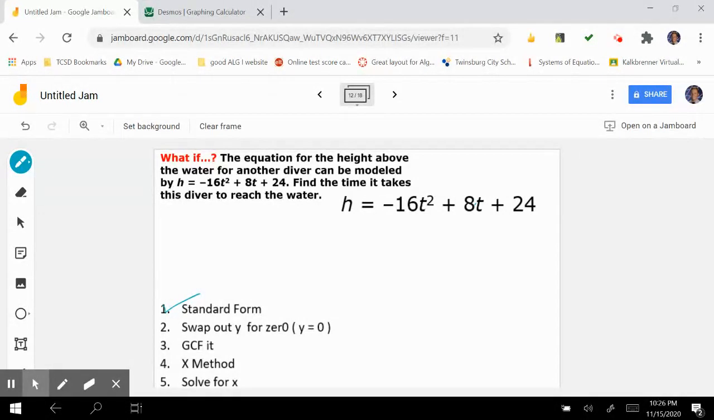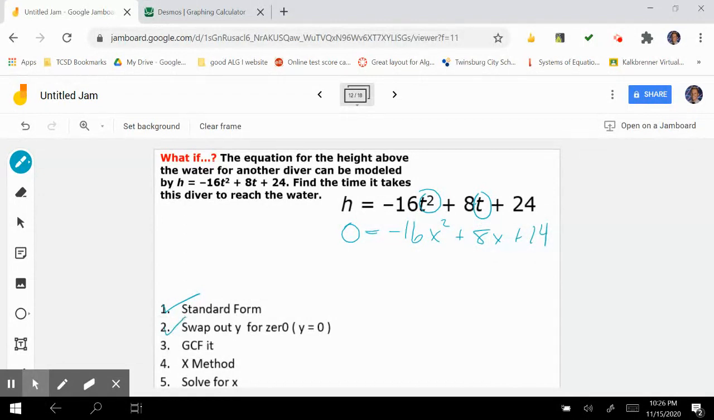Swap out the 0. The height is my y-axis, so I'm just going to use that as a 0, right? And again, when we plug this into Desmos, if we had to, these are x's instead of t's, just because Desmos likes x's and y's, not t's and h's. So this is going to be negative 16x squared plus 8x plus 24.